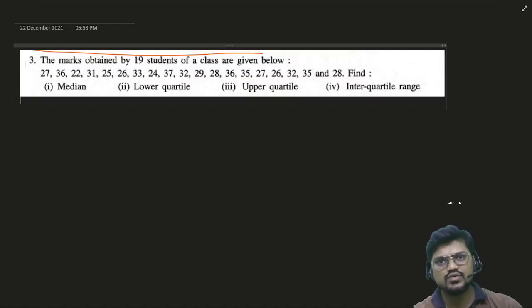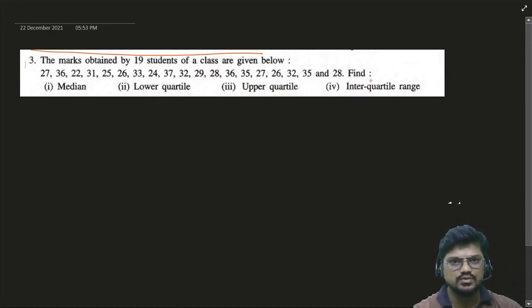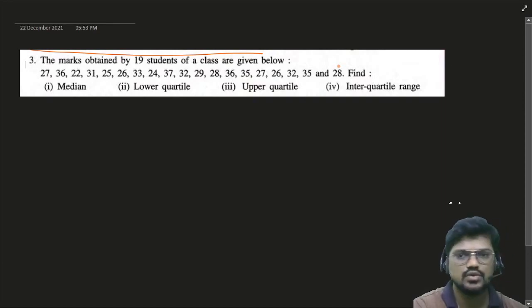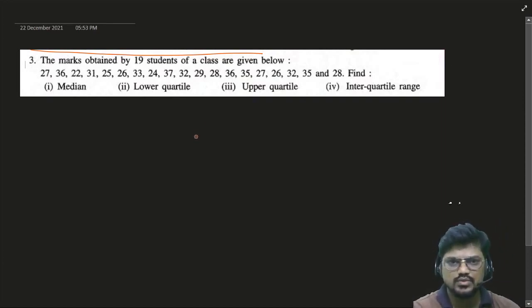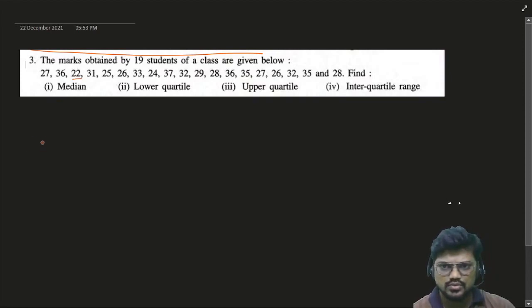To solve this question, again first you have to arrange them in ascending order. The smallest value you have is 22, so you can cancel this. The next value is 23, which you don't have. 24 you have, so you can cancel 24. 25 you have once, and no more.